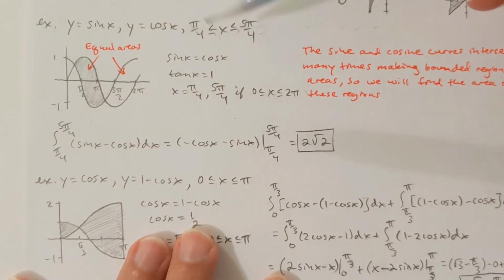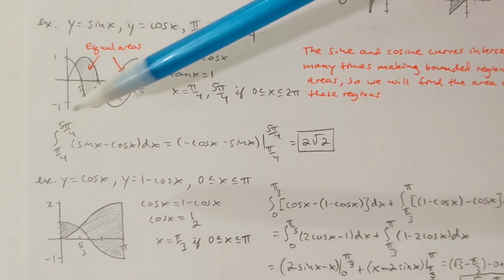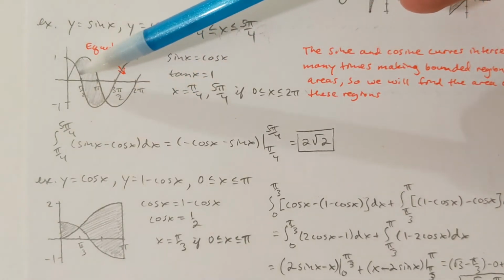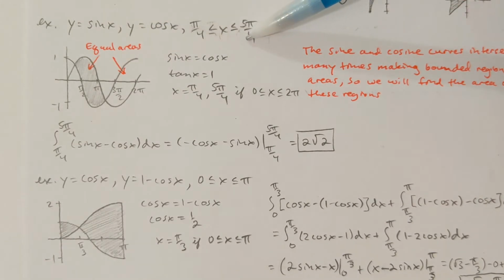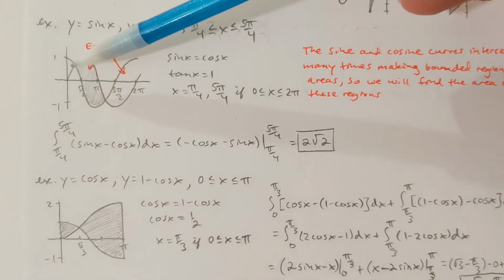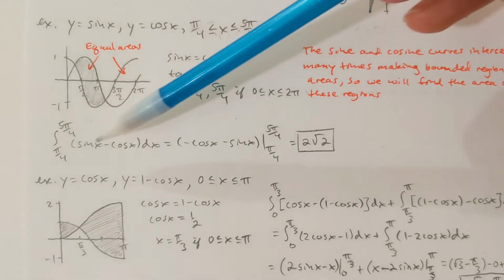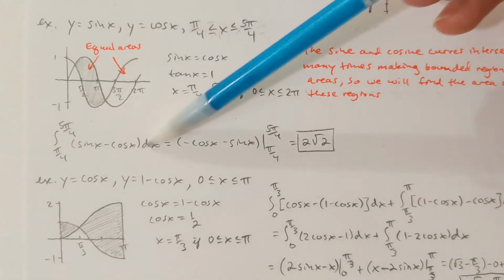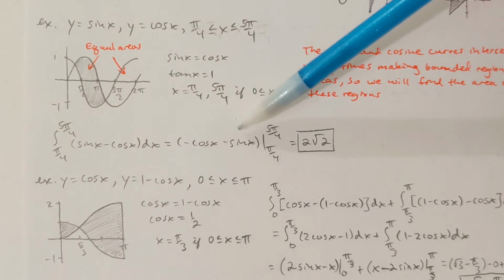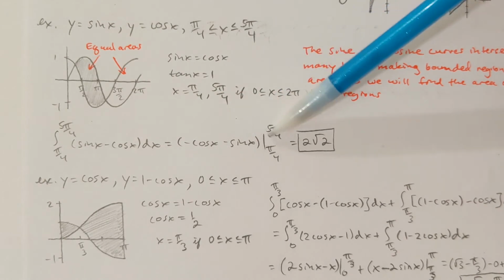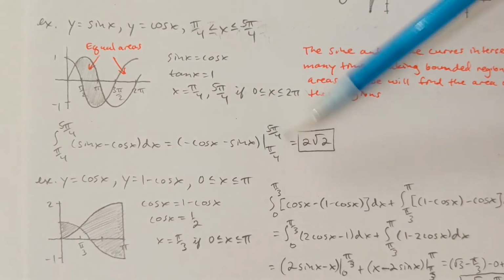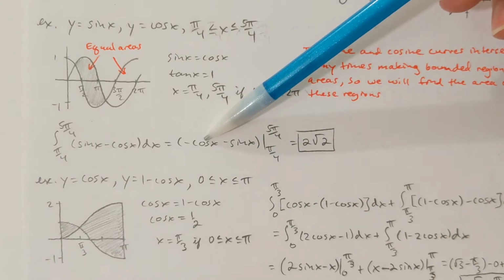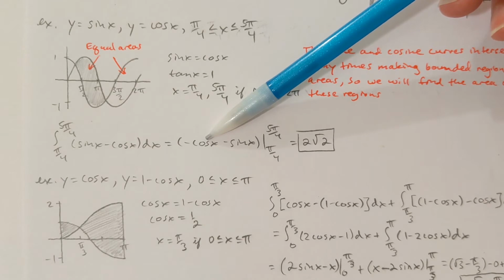Well, the bounds on my integral are going to be pi over 4 to 5 pi over 4. And in that interval, the top curve is the sine curve, the bottom curve is the cosine curve. So it's going to be sine x minus cosine x for my integrand. The antiderivative of that would be negative cosine x minus sine x. We're evaluating this from pi over 4 to 5 pi over 4. Plug in the bounds.